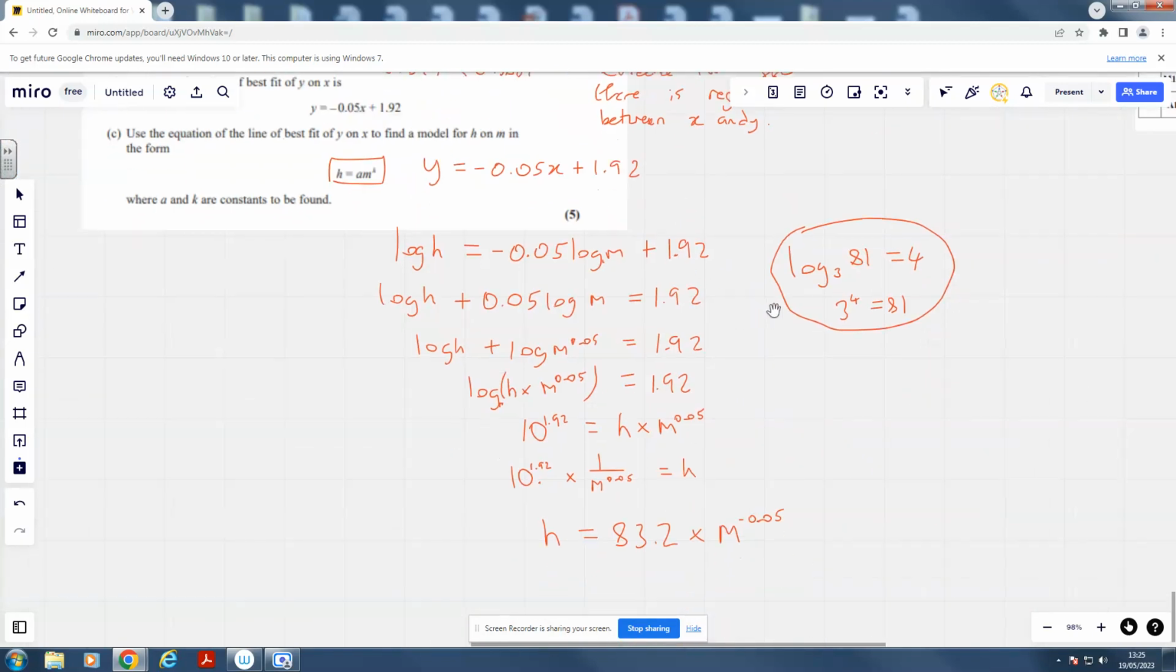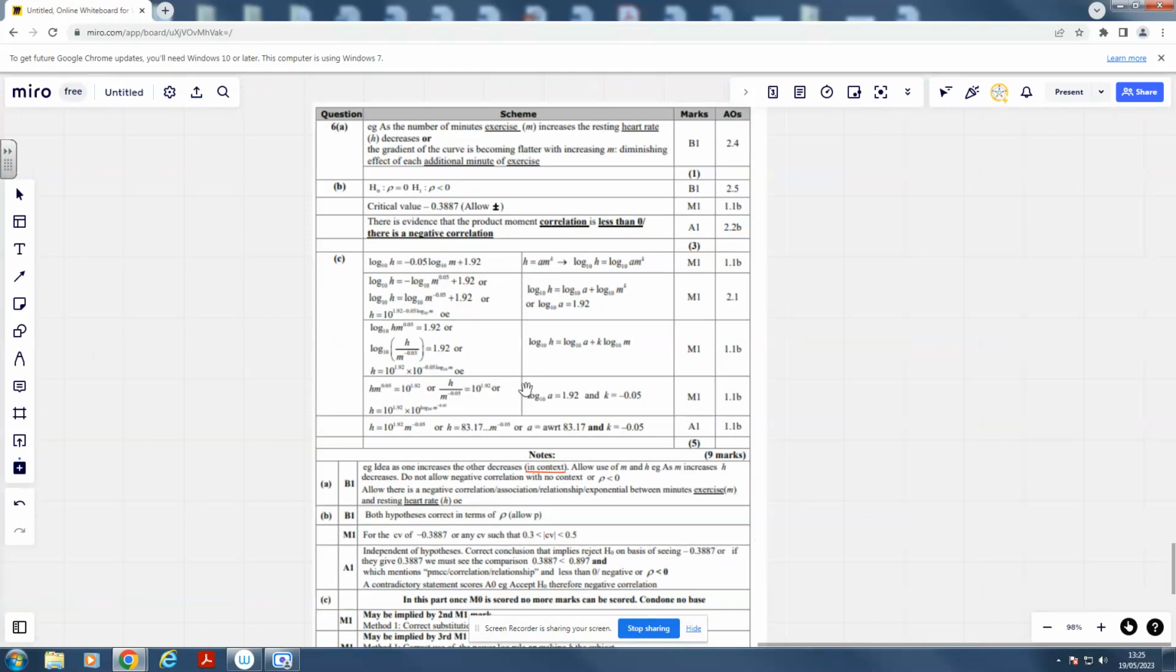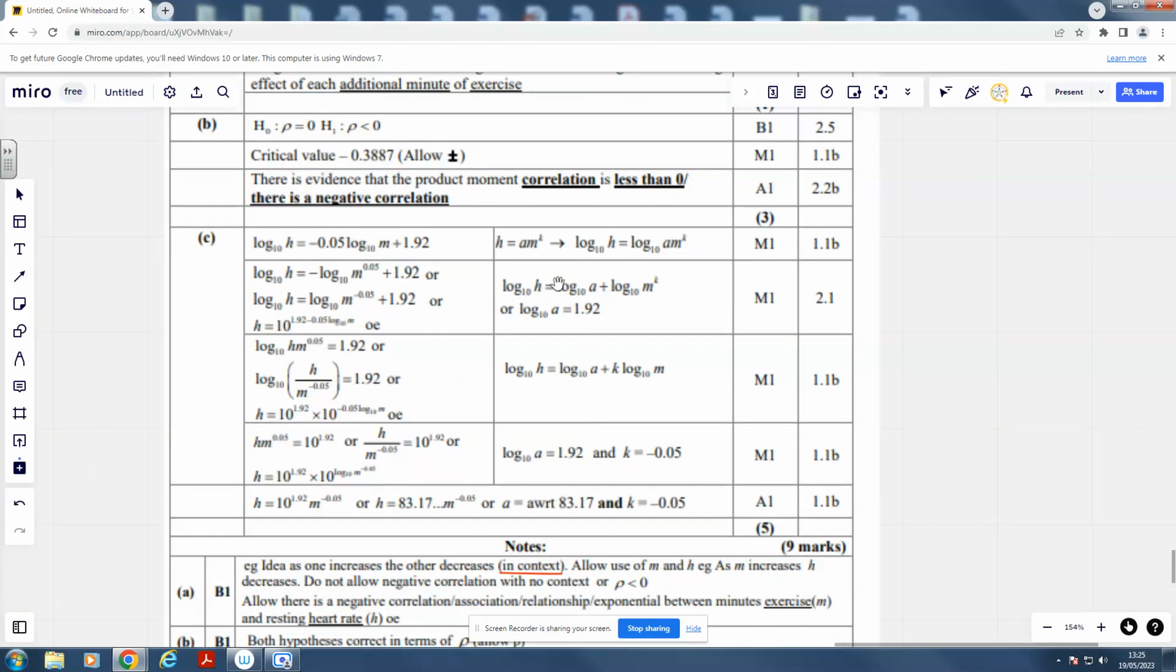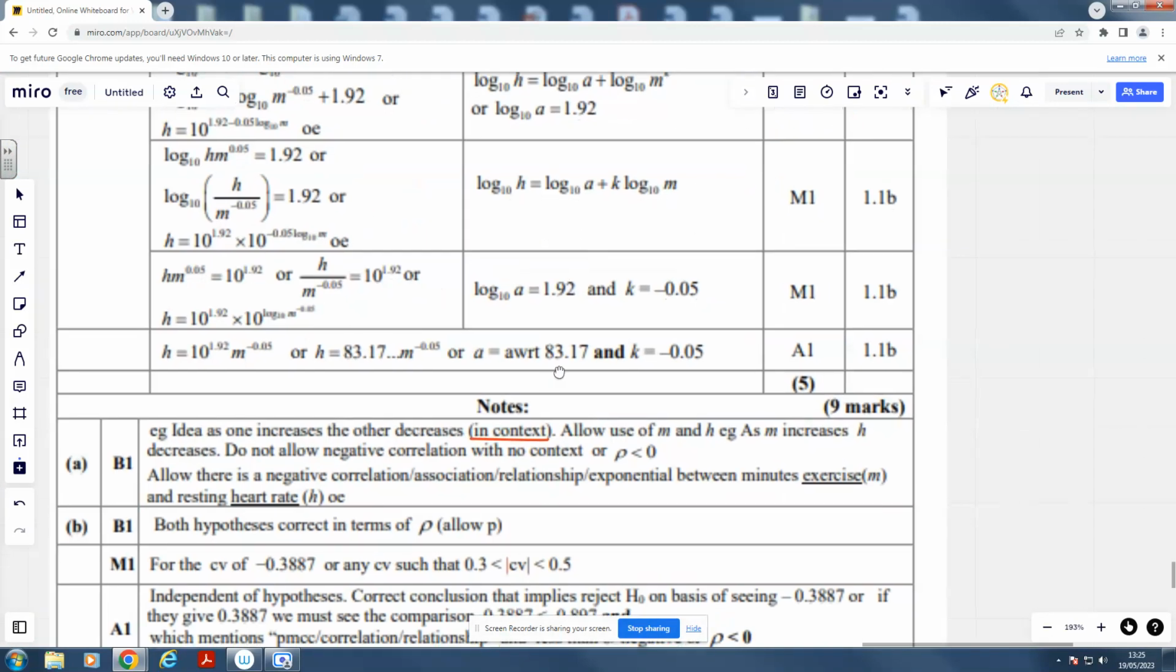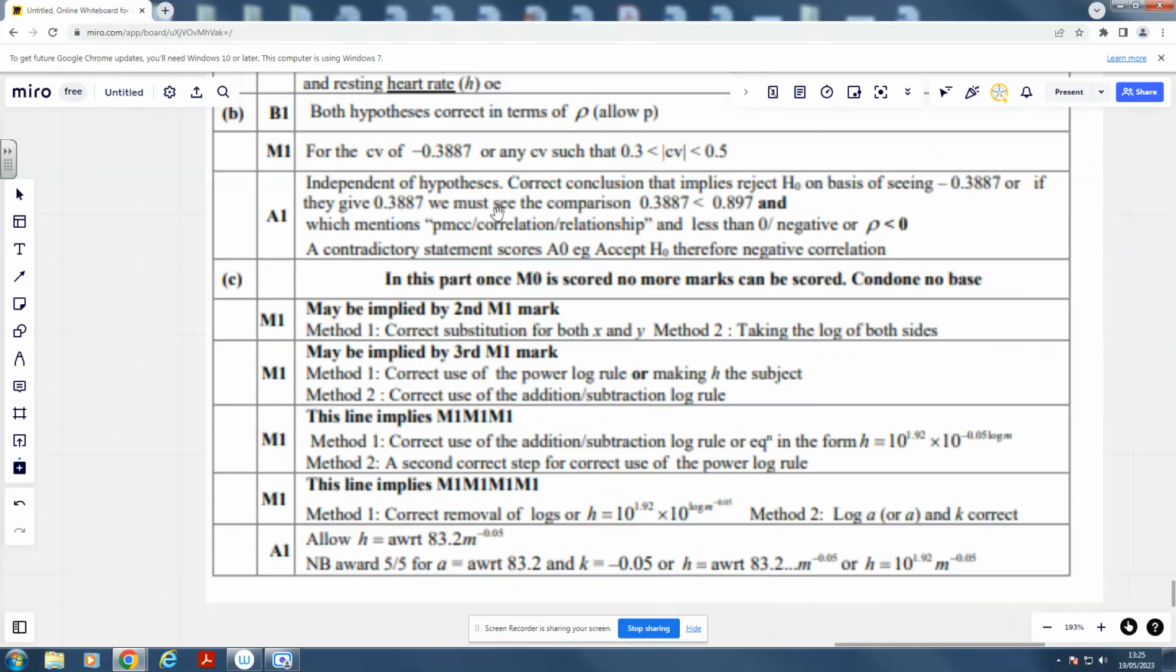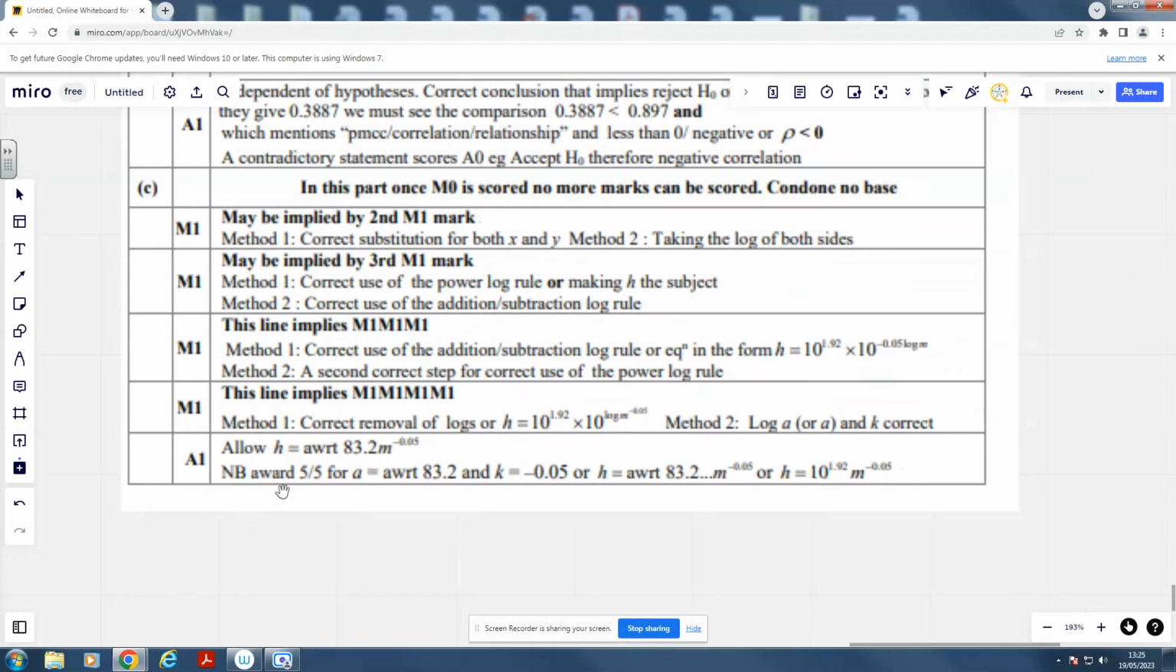So my answer, what was my answer? 83.2. Yeah, I'm slightly annoyed with that because I'm pretty sure on the front cover they say that this has to be like this. Can I just check down here? M1 award 5 out of 5 for A equals 83.2. Good. Yeah, good, 5 out of 5. And K equals minus 0.05. There we go. So that's all right.